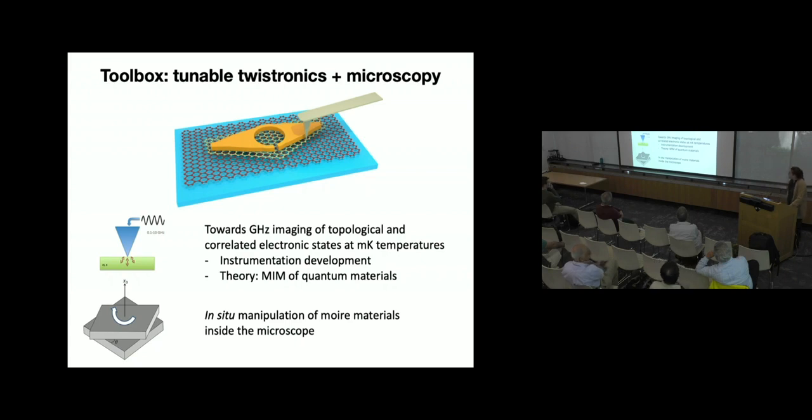And there are 2 parts to this research effort. In the first part, we aim to push the frontier of microwave impedance microscopy into new millikelvin temperature regimes to allow us to gain access to extremely fragile low-energy topological and correlated states. And then the second part of this effort is to develop a method to actually utilize the scanning probe tip to achieve in situ manipulation of moiré materials inside of a microscope.